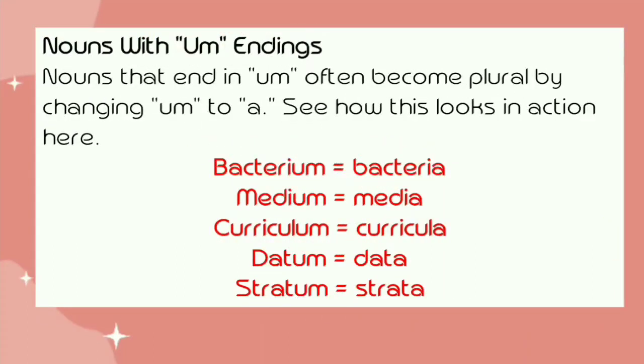Nouns with um endings. Nouns that end in um often become plural by changing um to a. See how this looks in action here. Bacterium will be bacteria. Medium is to media. Curriculum is to curricula. Datum is equal to data. Stratum will be strata.